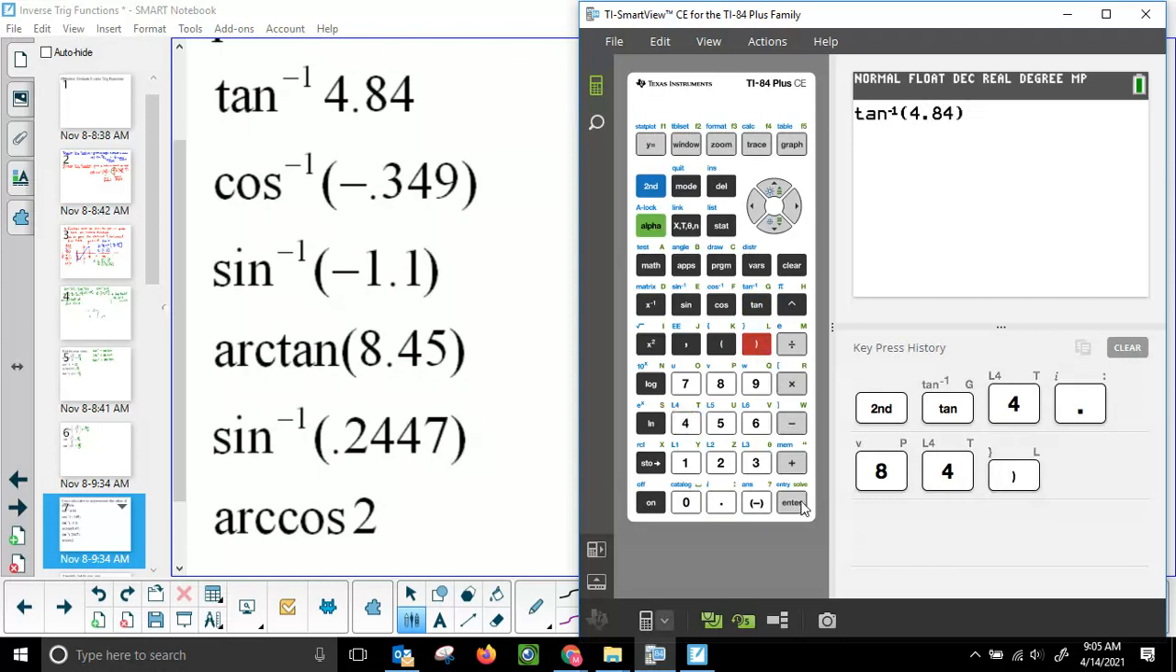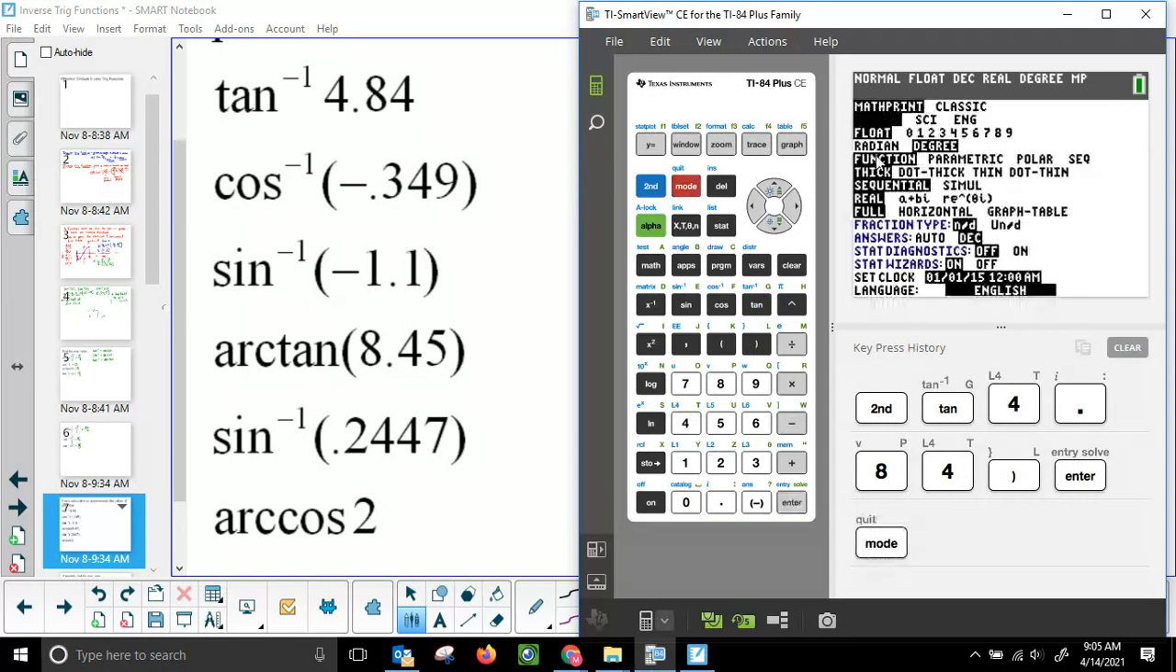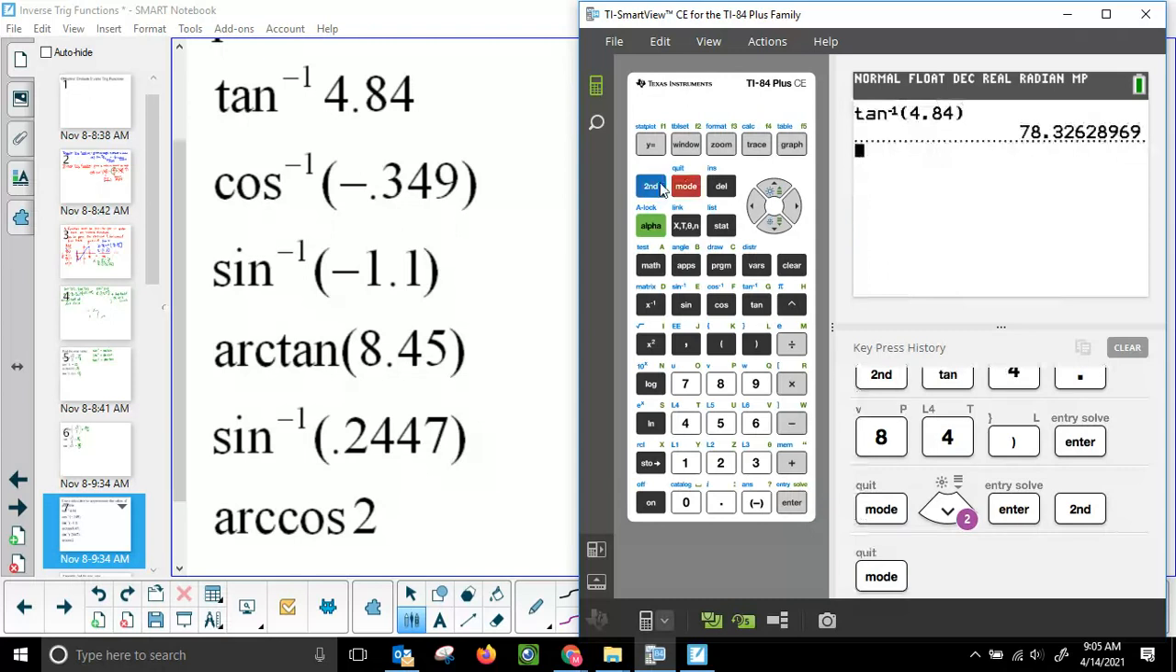Now, we do have to be careful here, right? So if I hit enter here, 78.3. Obviously here, I'm in degree mode. If I go down to radian mode, and I do the same thing, I get 1.367. Typically, when we use the calculator, we use degree mode.